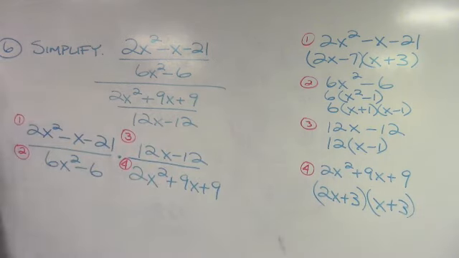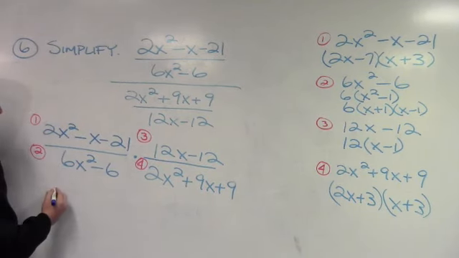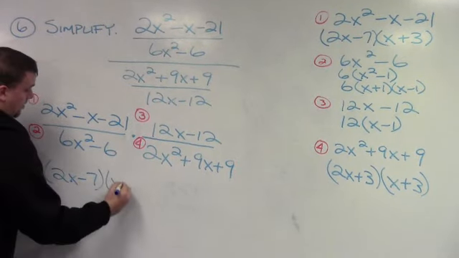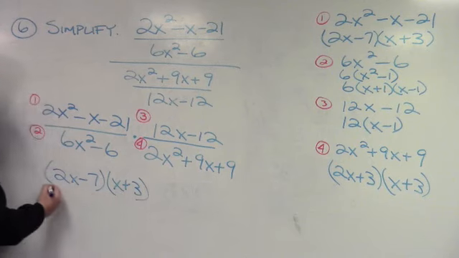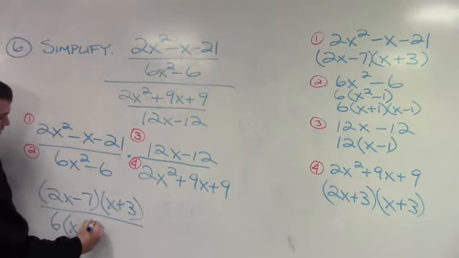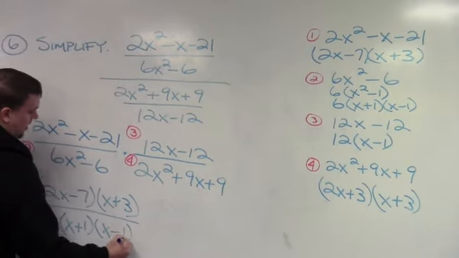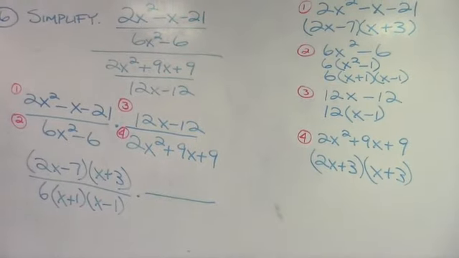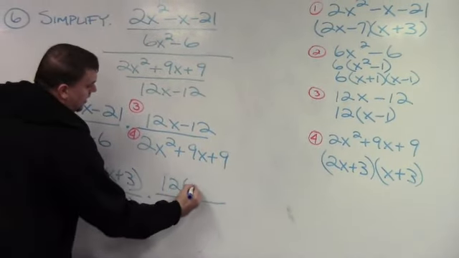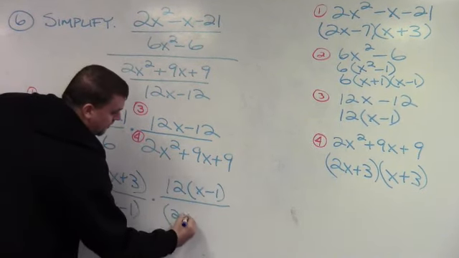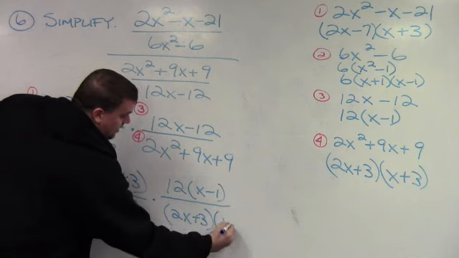What I'm going to do now is replace my original problem here with my factored form. So in place of 1, we have 2x minus 7 and x plus 3. In place of 2, we have 6, x plus 1, x minus 1. In place of 3, we have 12 and x minus 1. And in place of 4, 2x plus 3 and x plus 3.